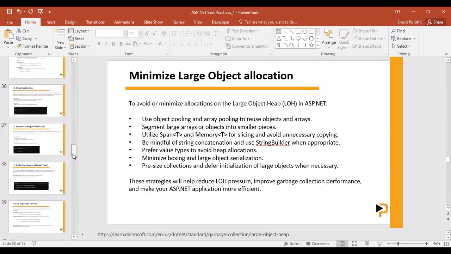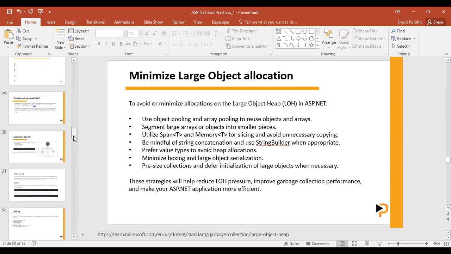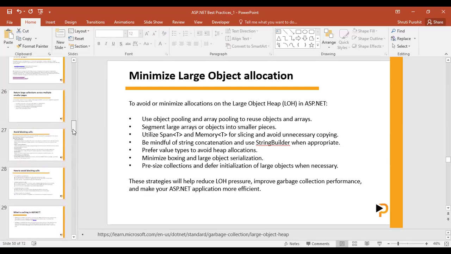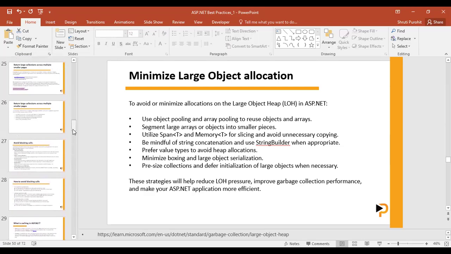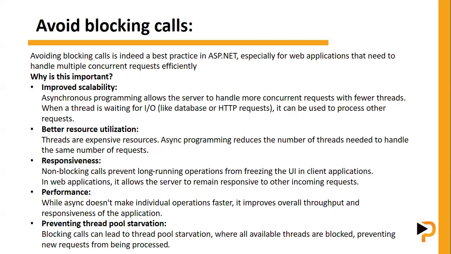I think we skipped one thing: caching. I hope we covered it in the previous block, but we will cover it in this section also. But before that, let's go ahead with avoiding blocking calls. Avoiding blocking calls is indeed a best practice, especially for web applications that need to handle multiple concurrent requests efficiently.